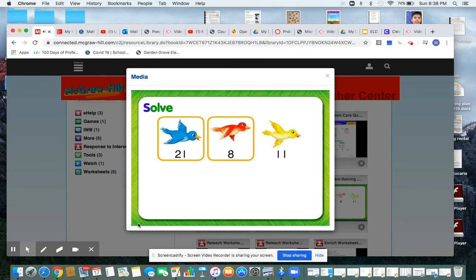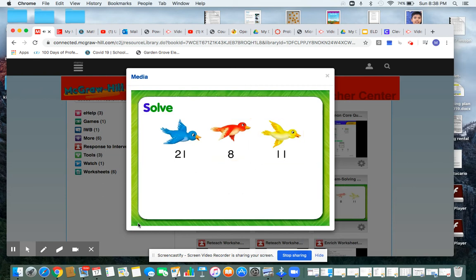To check our guess, we can add 21 blue birds and 8 red birds. 21 blue birds plus 8 red birds equals 29 birds. That is not correct because she saw 32 birds. Now we can guess that maybe she saw red birds and yellow birds. Let's try it. 8 red birds plus 11 yellow birds equals 19 birds. That guess wasn't correct either, since 8 plus 11 was not equal to 32.